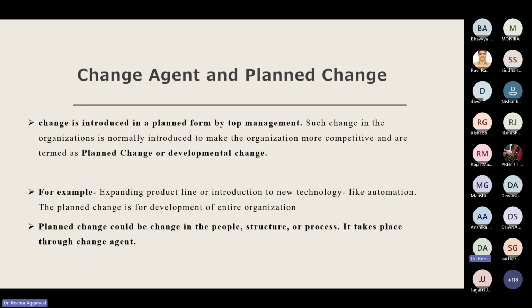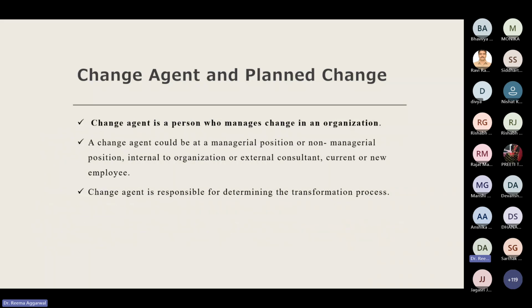For example, they might choose to expand their product line. They might choose to introduce some new technology, automation in order to develop the entire organization. So planned change could be change in people, it could be change in a structure, it could also be a change in a process. It takes place through a change agent. So what is a change agent? Change agent is a person who manages change in an organization.